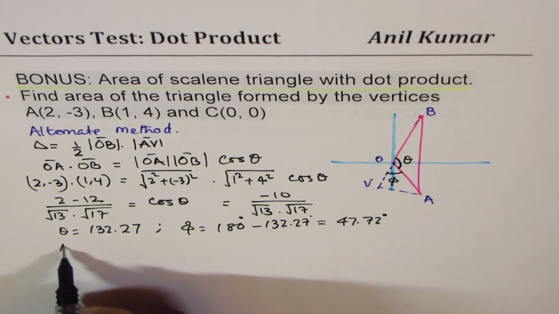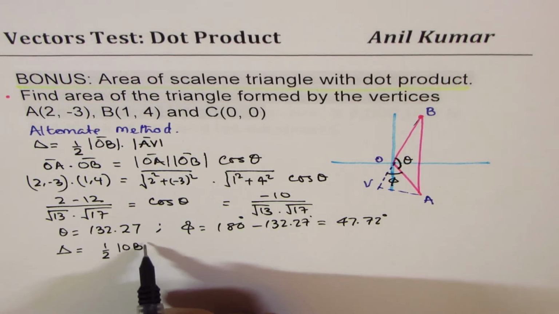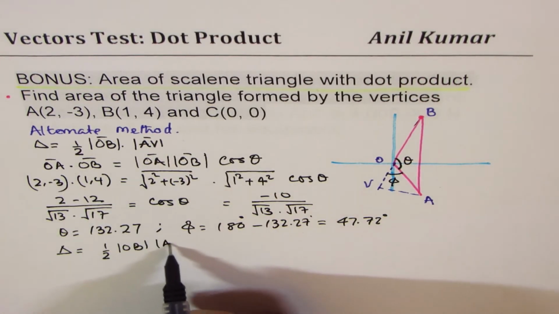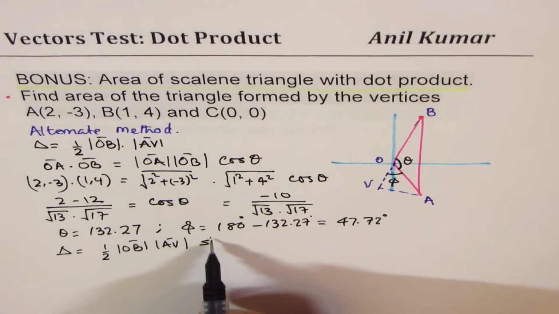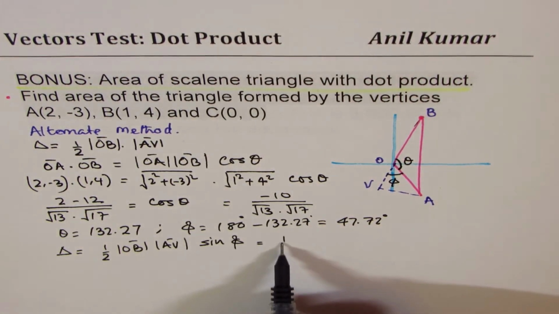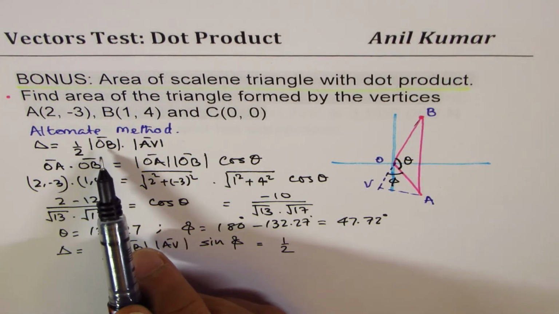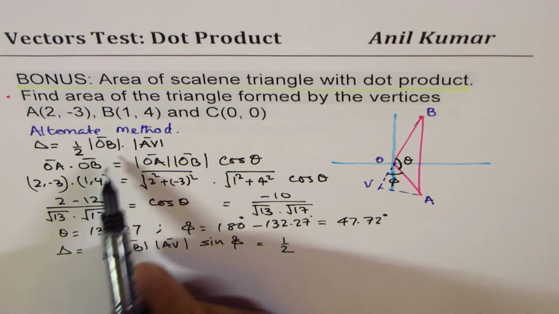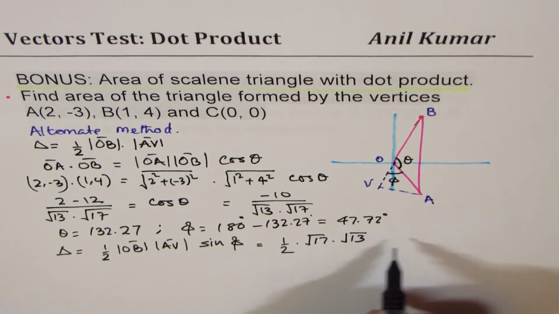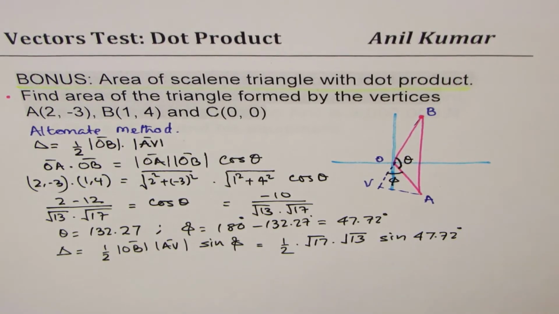Now we can also write area of the triangle as half, base is magnitude of OB, and AV is actually magnitude of OA times sine phi. Do you see that? Sine phi. So that gives you the area. So we know half, magnitude of OB and OA, we have got 17 and 13, so square root of 17, square root of 13, and sine of 47.72 degrees. That gives you the area, right?